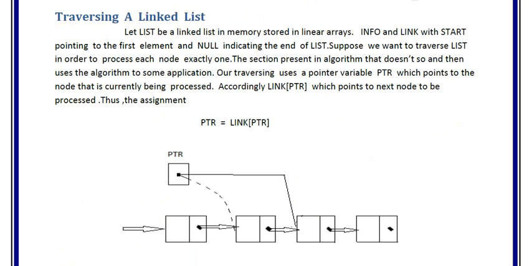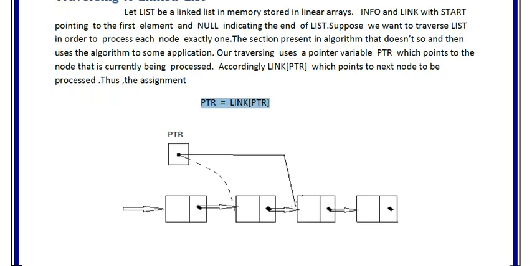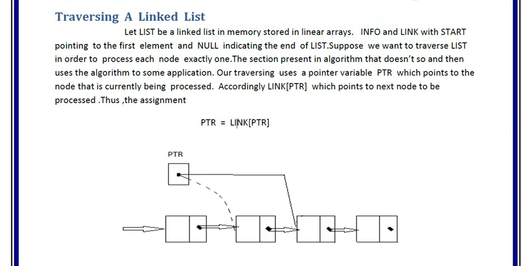Traversing a linked list means to visit the points of the linked list. Points means always the nodes. Here we have declared PTR equals to link PTR. PTR is the pointer here, and we need to visit the link PTR. If the PTR value is 0, we need to visit the link 0, which is this one. Then if it is 1, we need to visit this one, 2 for this, and 3 for this. That is how we visited or traversed the linked list.